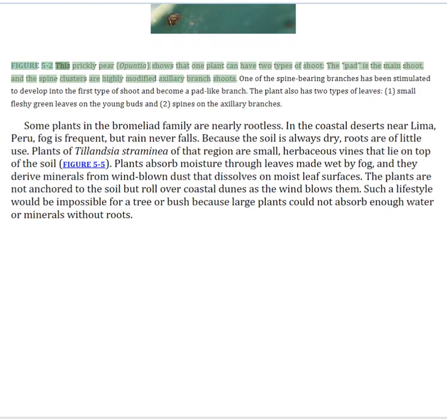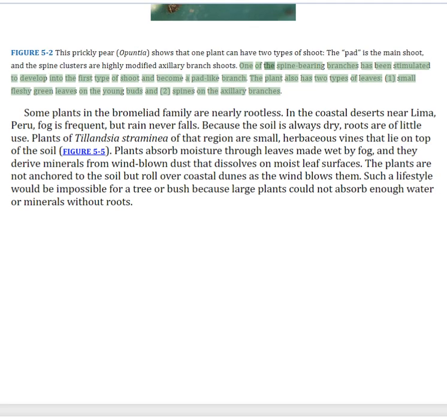Figure 5.2 This prickly pear shows that one plant can have two types of shoot. The pad is the main shoot, and the spine clusters are highly modified axillary branch shoots. One of the spine-bearing branches has been stimulated to develop into the first type of shoot and become a pad-like branch.